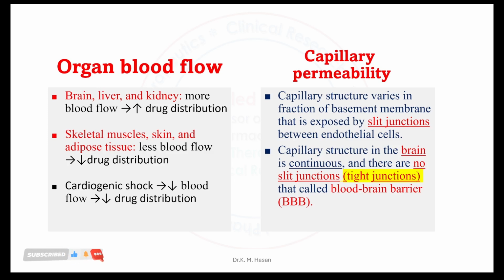Other factors may affect the drug distribution: capillary permeability. We need to look at the capillary structures, and these capillary structures vary according to the organs. When you look, for example, at the liver, the kidneys, the intestine, here the basement membrane is exposed by slit junctions between endothelial cells. This is the normal thing. In the liver, we have slit junctions. However, when you look at the capillary structure in the brain, we have continuous capillary structures. There are no slit junctions there. We have tight junctions, and we call this the blood-brain barrier.